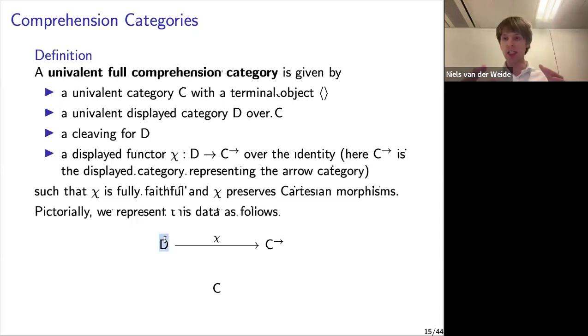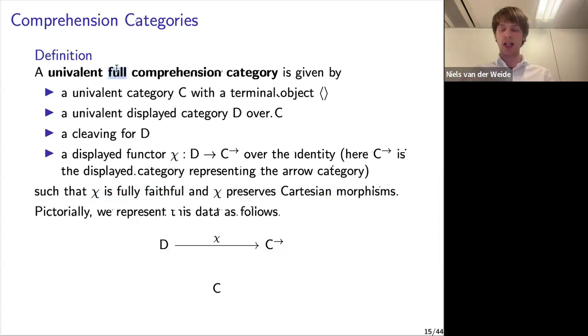Second, we have a fibration D over C. This one represents types in a context, and that's what this D does. And then we also need to talk about context extension, so the comprehension, which we represent as a displayed functor from D to the arrow category. So what do we require for this functor chi? Well, we require that it preserves Cartesian morphisms, which is what we need to interpret substitution for terms correctly. And we require that it is fully faithful, which is this fullness requirement.